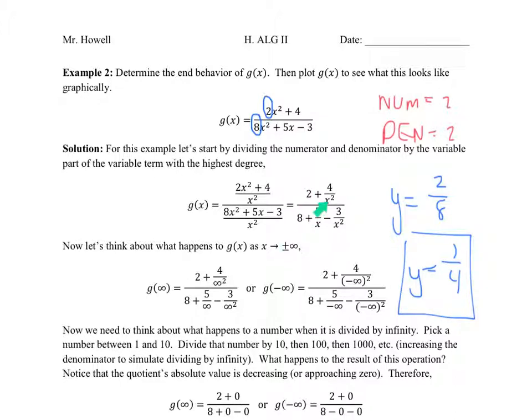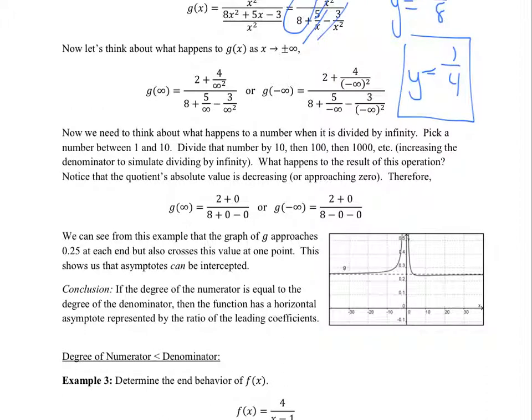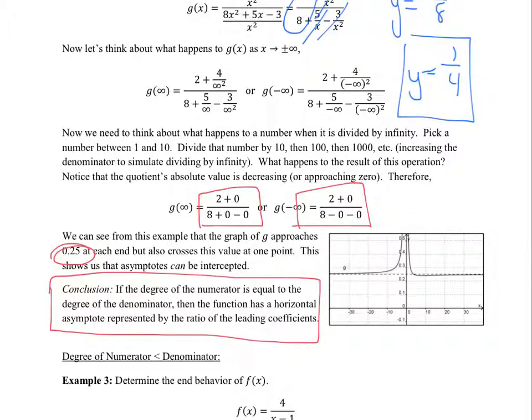Well, if I plug in infinity now here, here, and here, all these terms drop off. Remember, write this down on the side. Anything divided by infinity is 0. So all three of these terms completely drop off, leaving behind 2 over 8. Again, the ratio of the leading coefficients. This is what you're seeing down here. The zeros all drop off, giving us 2 over 8. So we see that g approaches 0.25. So here's our conclusion right here. That's what you put in that table in the beginning there.